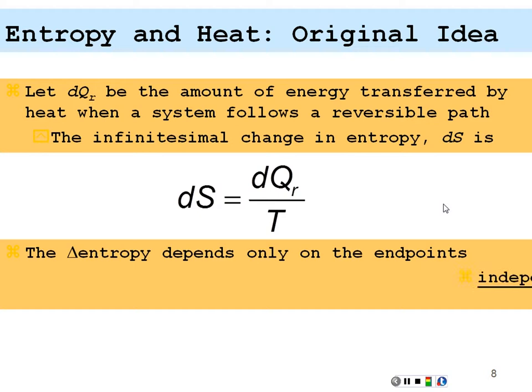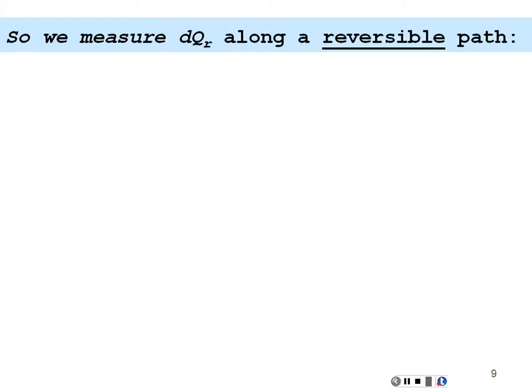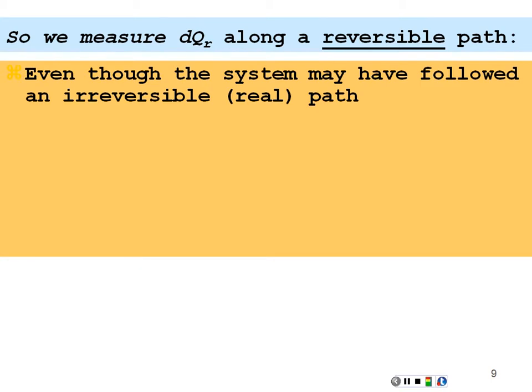This change in entropy will only depend on the endpoints because entropy is a state variable, and so it will be independent of the path that was actually followed between those 2 states. Entropy is a state variable. Once we calculate our change in entropy, that is a value intrinsic to that change in states. So we're going to measure our heat transfer along a reversible path. Even though the system may have actually followed an irreversible path, it doesn't matter. How it got there between the states doesn't matter.